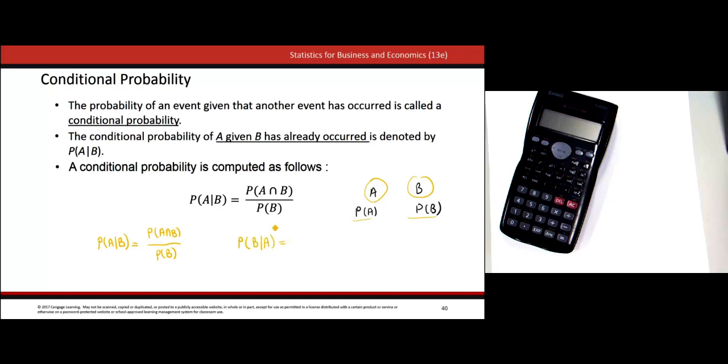If they are related events and if we know that A has already occurred, we would like to use this new information to calculate the probability of B. This is the conditional probability of B given A has already occurred, which is probability of B intersect A divided by probability of A. But we know that probability of A intersect B and B intersect A are same. This is the conditional probability.